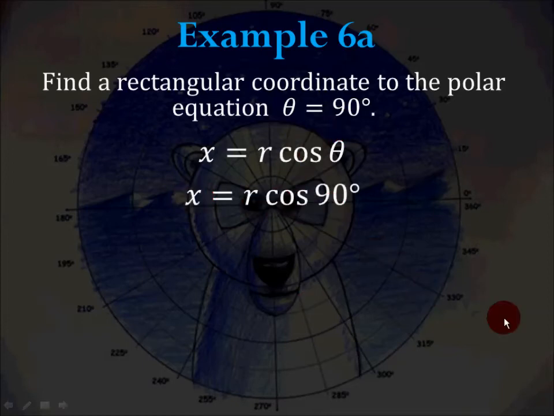x equals r cosine theta. And you're wondering, well, cosine 90 is 0. So that means the graph is x equals 0, which is true.